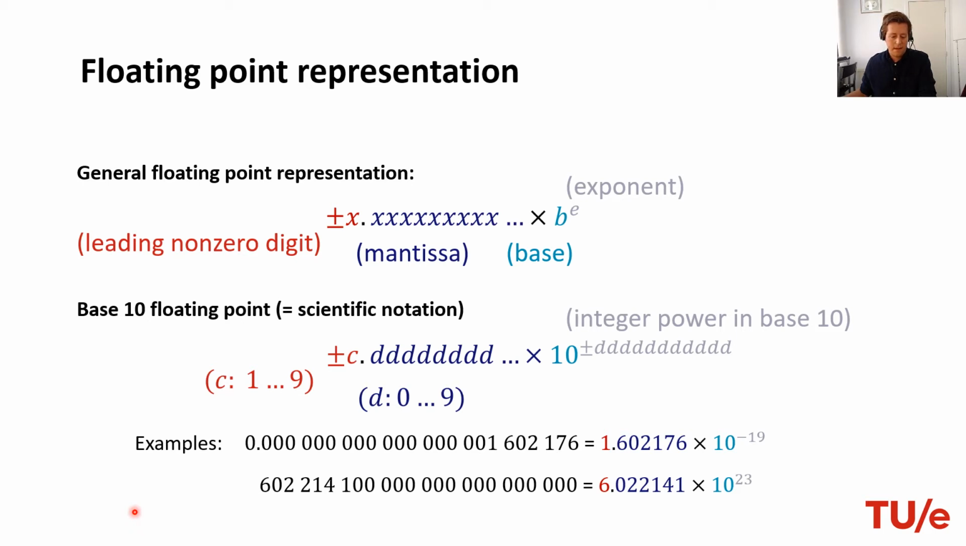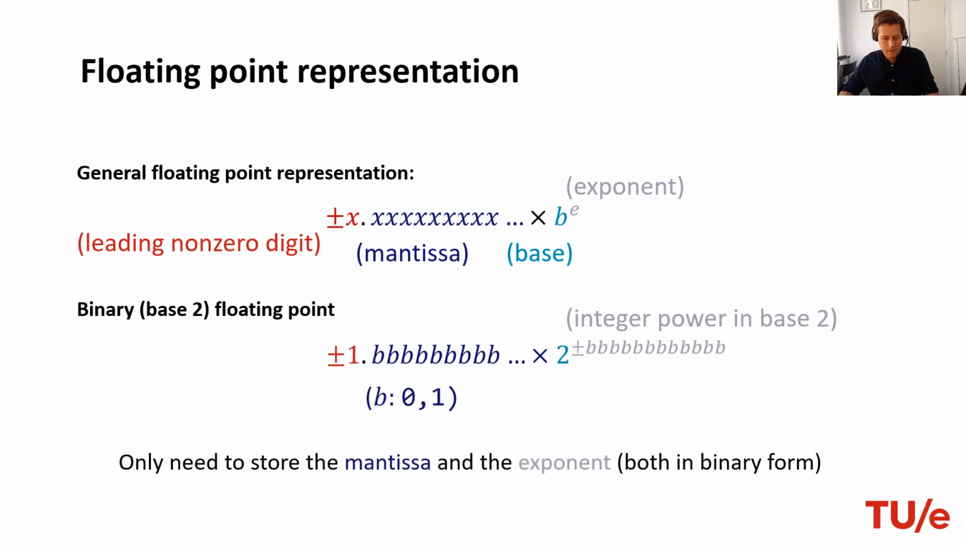So that is base 10 floating point, which is something that comes quite natural to most people, at least those studying science and engineering. Moving on to base 2 floating point, well, not that much changes.